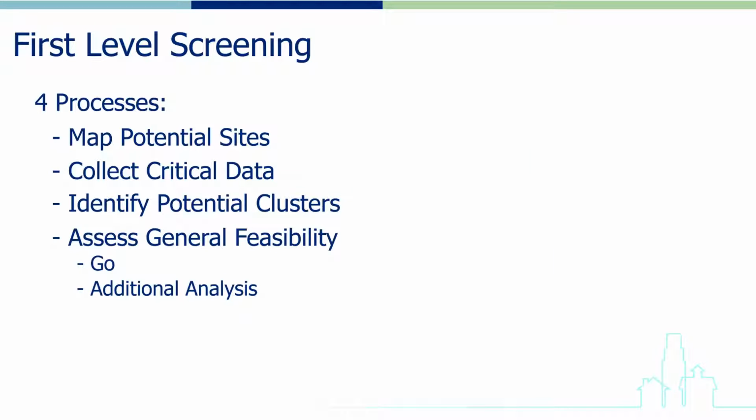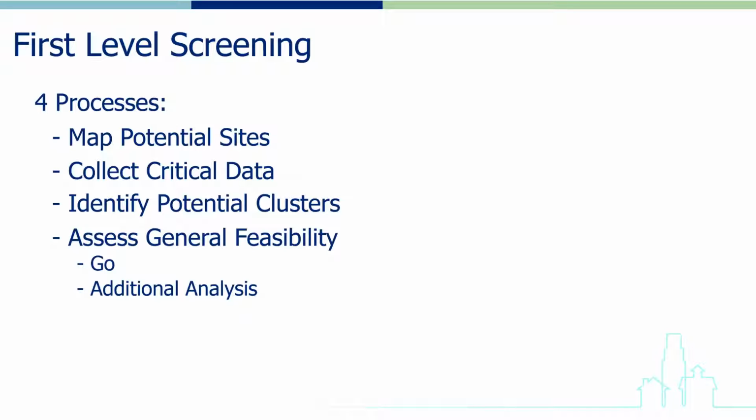The first level screening process involves 4 interrelated activities. First, mapping all the potential sites identified during the preliminary site identification phase, collecting critical data on these facilities, identifying potential facility clusters, and assessing the overall feasibility, leading to a go, no-go decision phase. If the preliminary indications are good, the project is a go to move on to the next phases of planning. If the preliminary indications are not a slam dunk, it may be a no-go, or further review, probably with professional assistance, may be warranted.